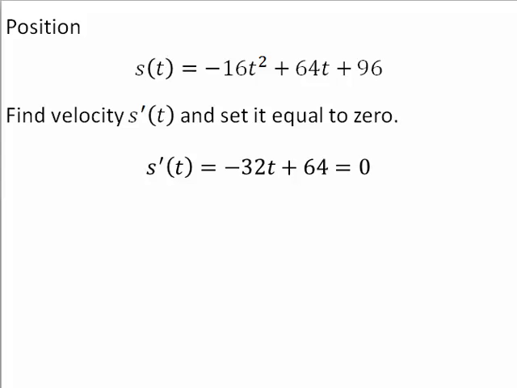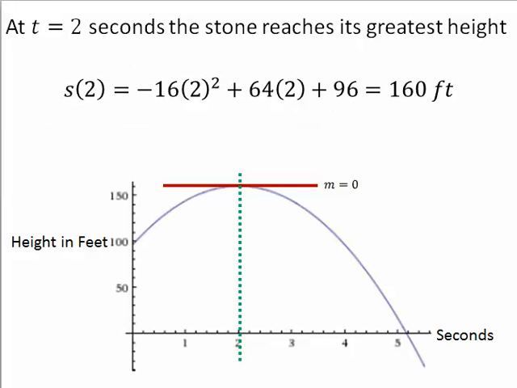Well, the derivative is negative 32t plus 64. We set that equal to 0 and solve for t, and we get t is equal to 2. So at 2 seconds, what will be the position of the stone? At 2 seconds, the stone reaches its greatest height of 160 feet.